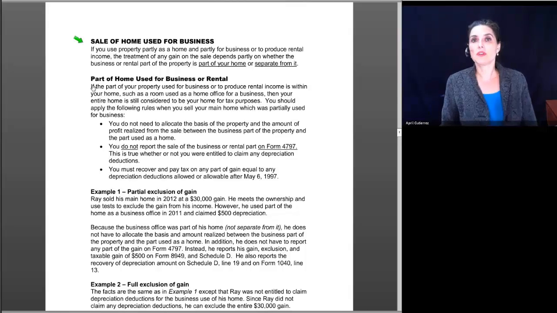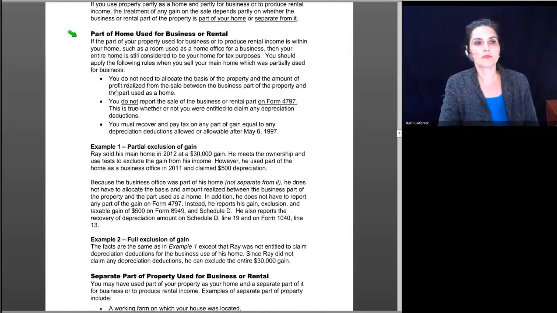But there can be a situation where gain on the sale of your home is partially taxable. Usually that only occurs when you've got two separate structures or two separate parts of your home rather than just a room in your home or a part of your home being used. So we'll talk about each of those in turn. If you use property partly as a home and partly for business or to produce rental income, the treatment of any gain on the sale depends partly on whether the business or rental part of the property is a part of your home or separate from it. So let's look first where we have part of the home that is used for business or rental.